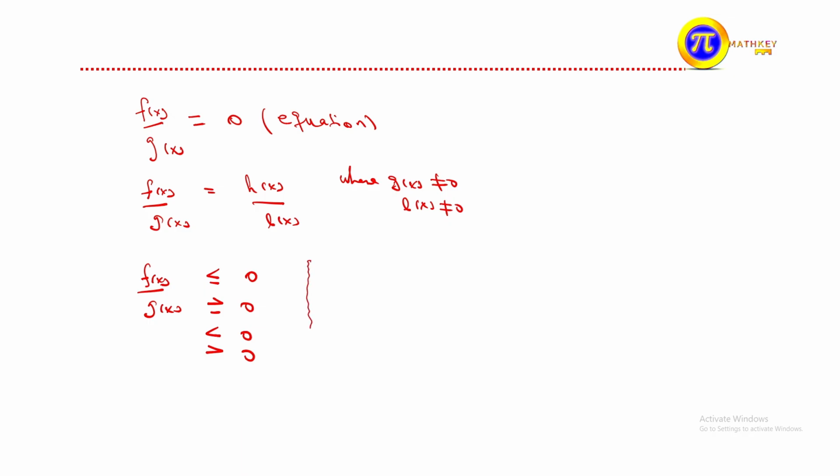Or we may express these in other forms. Here f of x over g of x is less than some h of x over L of x, or it may be greater or equal to this one. It may be less than or equal to this one. It may be strictly greater than this one. We call this rational inequalities.